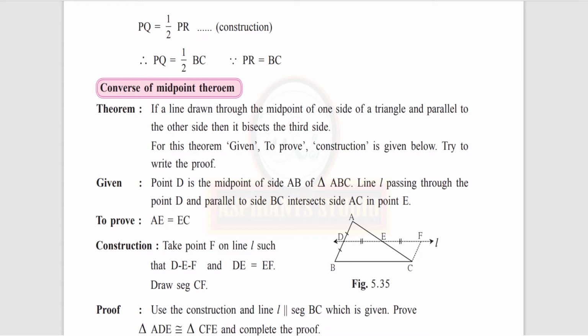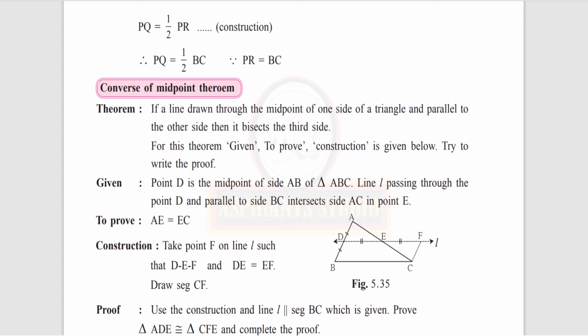The given part will be what is to be proved, and what is to be proved will be the given part here from the midpoint theorem. So this is the converse of the midpoint theorem. We have to prove AE is equal to EC. That means we have to prove E is the midpoint of AC.